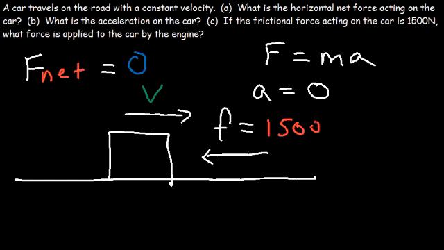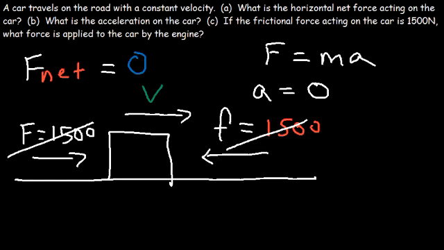Now the net force is 0, which means that the applied force has to be 1500 newtons. These two forces cancel out, so the net force is 0, and therefore the acceleration is 0. And if the acceleration is 0, the velocity is constant. Keep in mind, acceleration is the rate of change of velocity. If the velocity changes, then there's an acceleration. If the acceleration is 0, the velocity will not change.